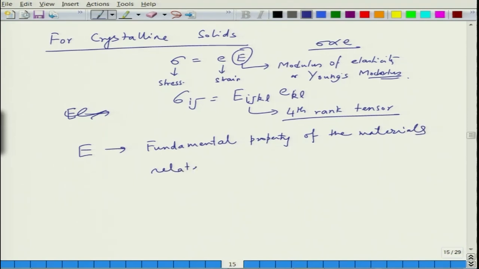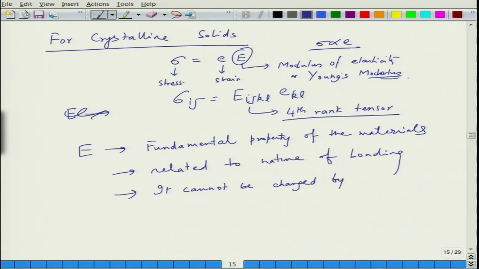and is related to the nature of bonding, and we will come to that a little later. It cannot be changed by processing if composition remains the same. In general, okay. So, you have to make a change in the composition to achieve a change in the modulus of elasticity. It's a fundamental property. In general, this is true that for a given material, if you change its heat treatment schedule, you might change its strength, but you may not change its modulus.